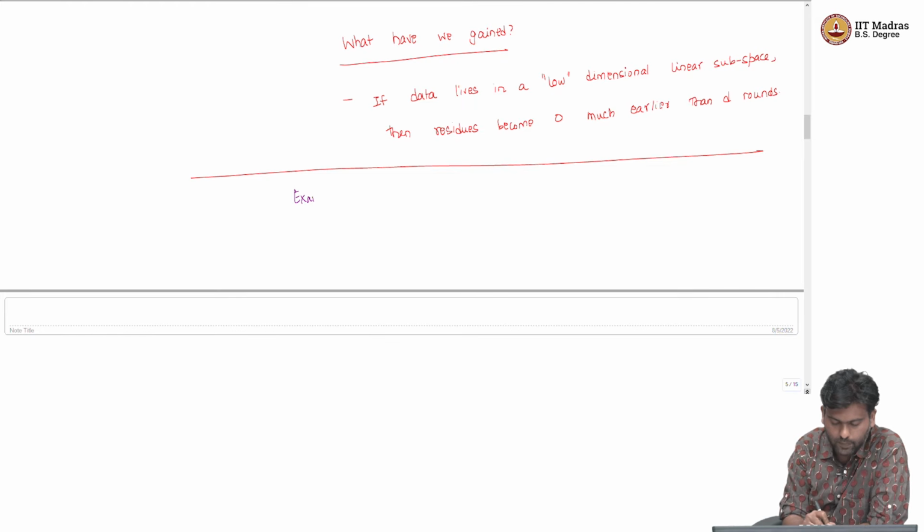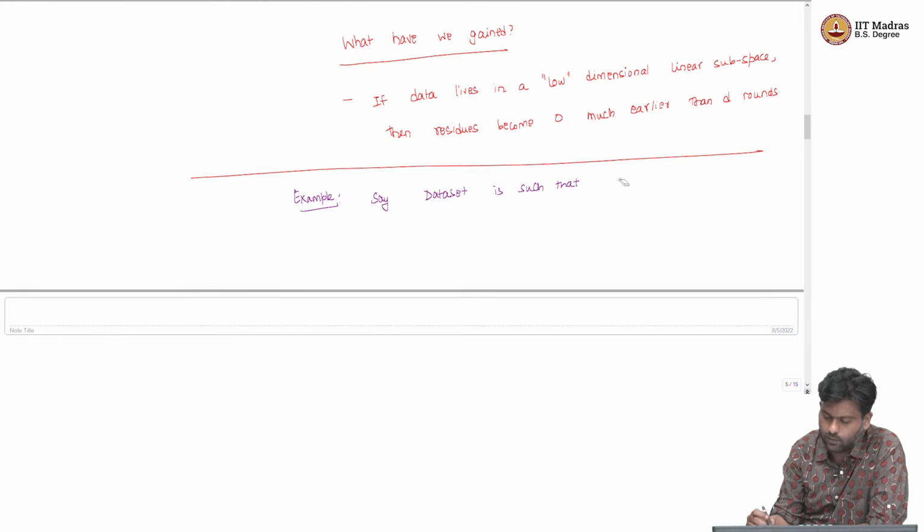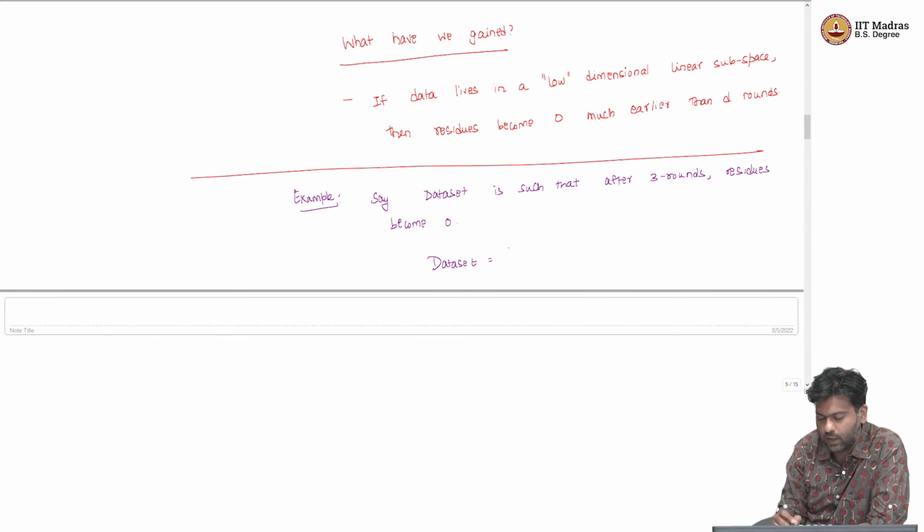So, example, say the data set that we have is such that after 3 rounds the residues become 0, right. So, you run 3 rounds and then all the error vectors, the residues, become 0, right. Now, what does that tell us? The data set itself initially was in some d dimensional space, that is the usual data set that we have, x1 to xn, and all data points xi are in R^d.